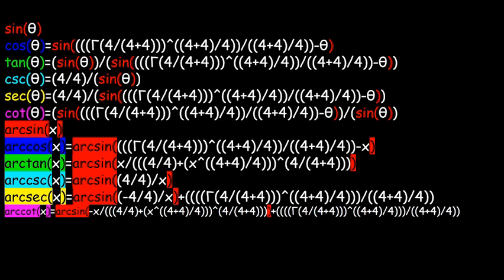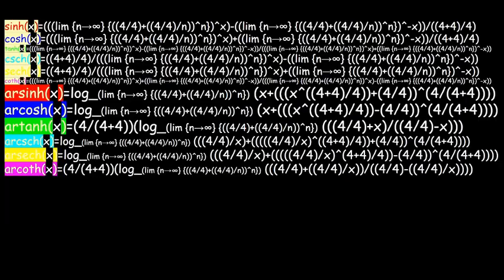Now, let's get started finally. Here we have sine, cosine, tangent, cosecant, secant, cotangent, inverse sine, inverse cosine, inverse tangent, inverse cosecant, inverse secant, inverse cotangent. Yeah, that was a mouthful. Next up we have hyperbolic sine, hyperbolic cosine, hyperbolic tangent, hyperbolic cosecant, hyperbolic secant, hyperbolic cotangent, inverse hyperbolic sine, inverse hyperbolic cosine, inverse hyperbolic tangent, inverse hyperbolic cosecant, inverse hyperbolic secant, inverse hyperbolic cotangent. That's a lot of 4's.